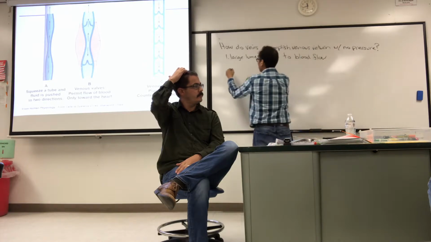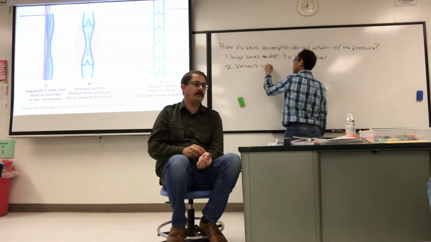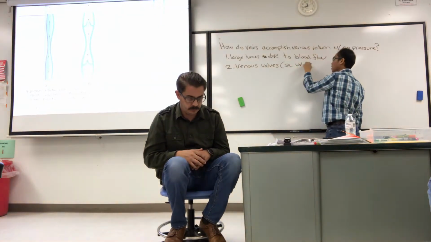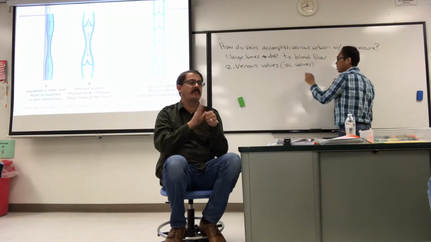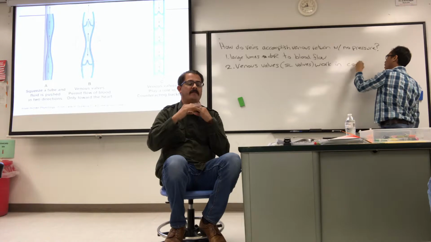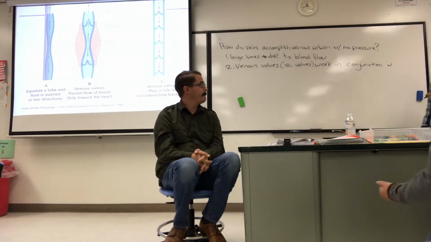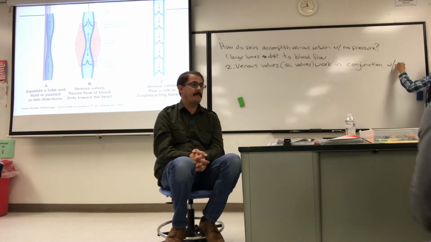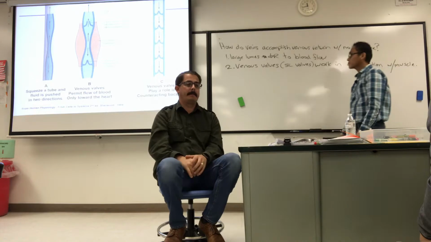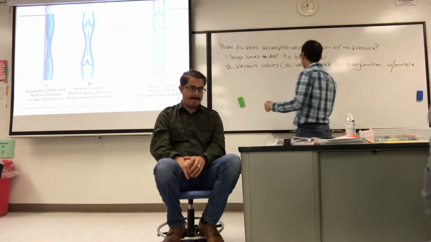So number two. Venous valves. I said prior, they're like SL valves. They prevent this backward flow of blood. They work in conjunction with muscle. It's called the skeletal muscle pump.